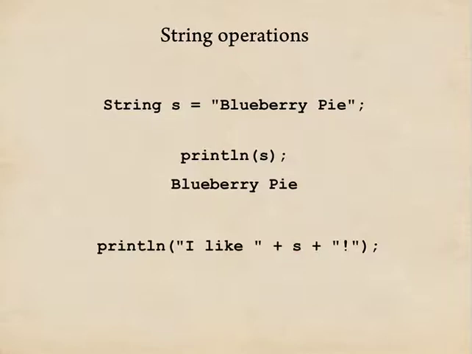Then there's a plus sign, and then another pair of double quotes with an exclamation point in the middle. The plus is the way we put these things together. Notice that these are 3 strings.